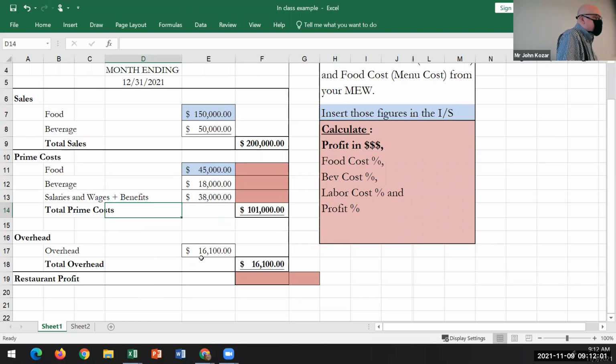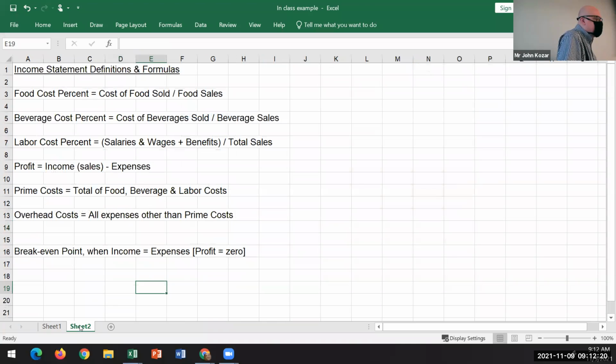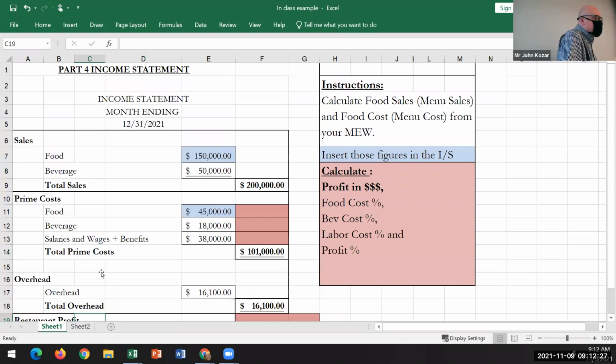You've got your overhead, which is going to be given to you. So you'll have to calculate the profit. In this case, it would be 200,000 minus the 101, and then minus the 16,100. If you can't remember the formulas, sheet 2 has formulas for figuring out answers to what we're asking about here. I'm sorry, I didn't print it for you, but it'll be with the instructions when this form is emailed to you.